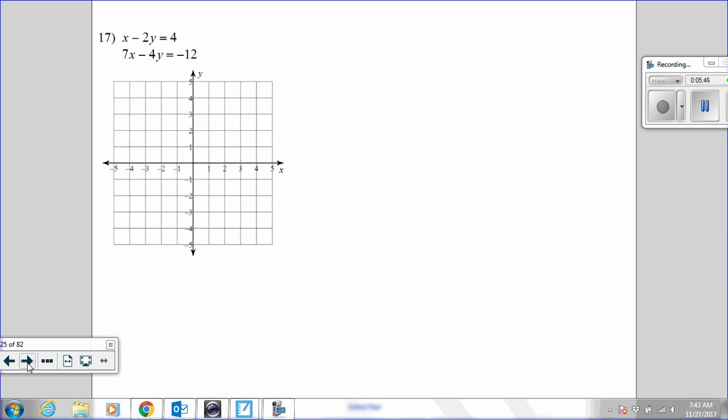Okay, here I have x minus 2y is equal to 4, and 7x minus 4y is equal to negative 12.